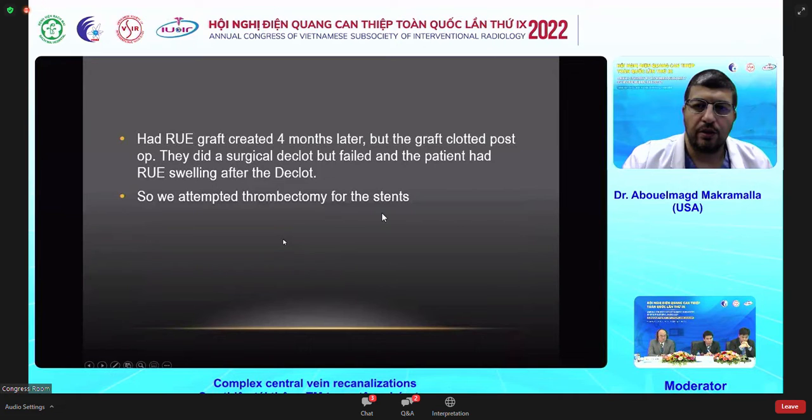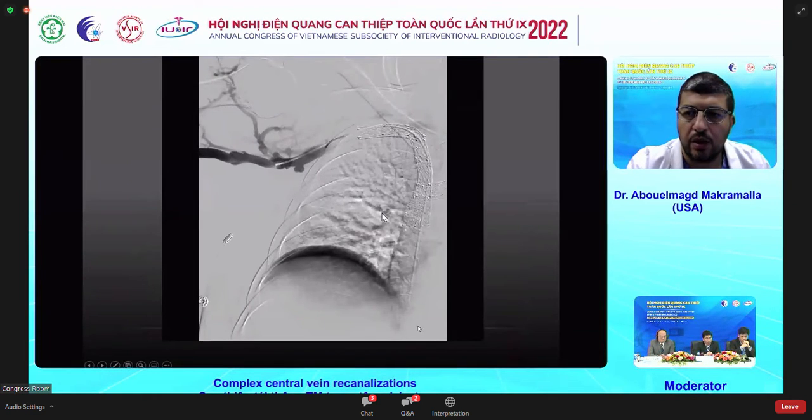So the patient had the graft created 4 months later. Unfortunately, while placing the graft, it clotted, and they had to do a surgical declot while they were placing the graft itself. Unfortunately, they embolized some clots to the stents, and they called us because they couldn't get the clots out. So we went through the right groin to avoid going through a fresh graft that was placed the day before. And as you can see, there's no flow in the stents itself.